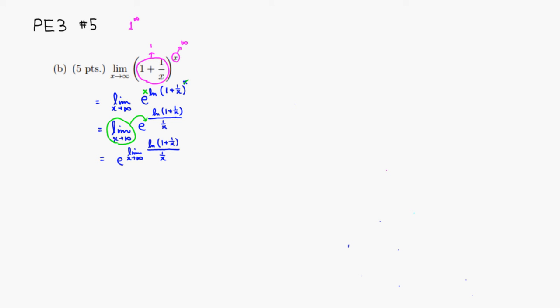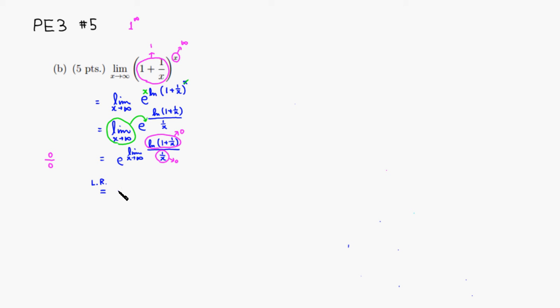If you plug in x equals infinity, the denominator approaches 0. The numerator approaches the natural log of 1 plus 0, so the natural log of 1, and the natural log of 1 is actually 0. So this approaches 0 as well. Now we have 0 over 0. That's the indeterminate form for L'Hopital's rule, so we can apply L'Hopital's rule now. Applying L'Hopital's rule here.